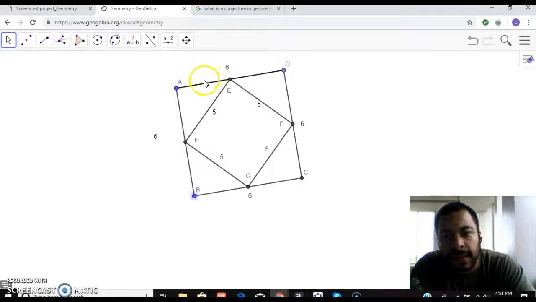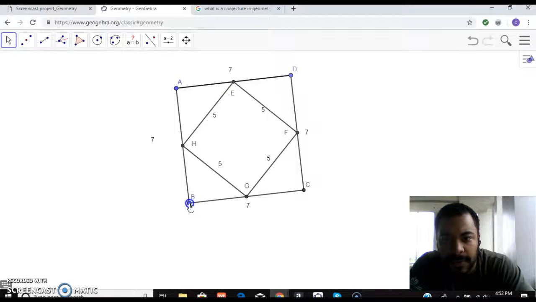Okay, and I have the measurements of the outside of the larger ABCD. ABCD, a square or quadrilateral on the outside, and the measurements of each side of quadrilateral EFGH on the inside. So the outside quadrilateral has a measurement of 6 on each side, and the inside has a measurement of 5. It seems like the length of the sides of the inside will always be 1 less than the measurement of the outside. Let's see if that's true.